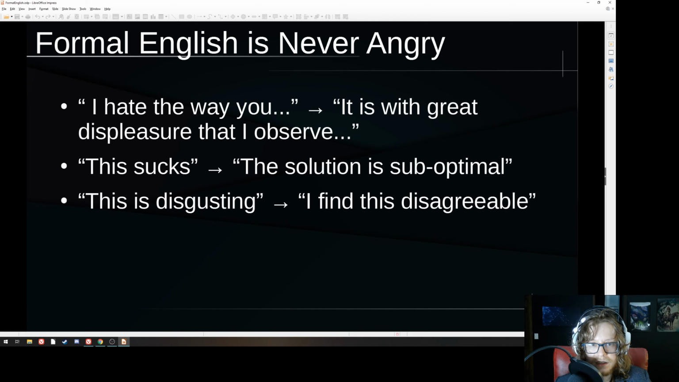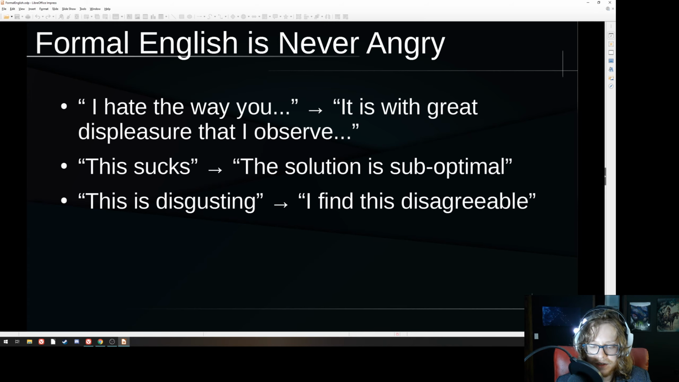So you wouldn't say, I hate the way that you do something. You'd say, it is with great displeasure that I observe the way you do this. You wouldn't say, this sucks. You would say, this solution is suboptimal. This could use some improvement. We can do better than this. You wouldn't say, this is disgusting. You'd say, I find this disagreeable. I don't like the way this tastes. I have a problem with this. I think this could be improved. Those are all much nicer ways of saying this is disgusting.